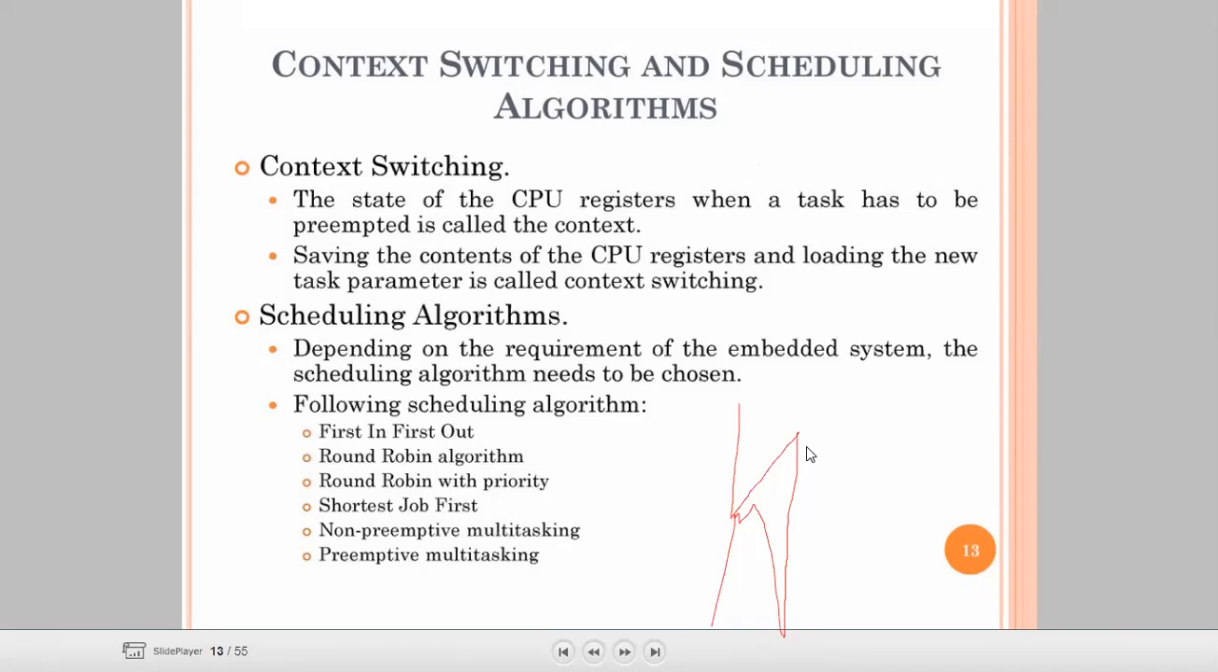Okay, again, non-preemptive multitasking and preemptive multitasking. This is also very important. I will clearly explain in diagrams, then it is very easy to understand.